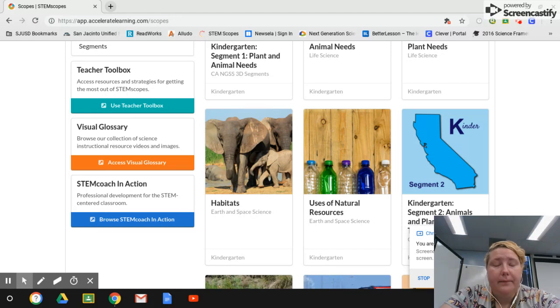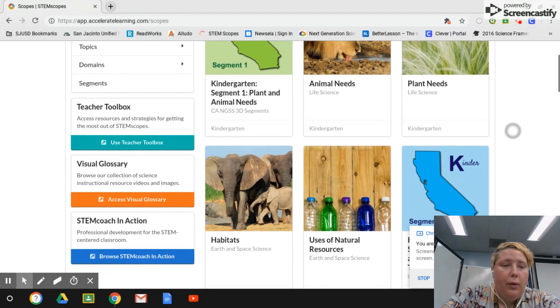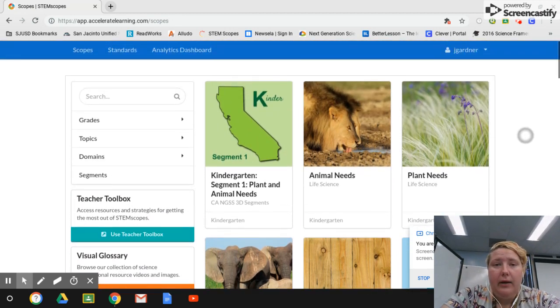In the STEM Coach in Action, it provides you professional development opportunities, articles, resources for you to help better your own science teaching practices. So I implore you to go and explore some of those and see, maybe you'll find a new tool that's helpful.